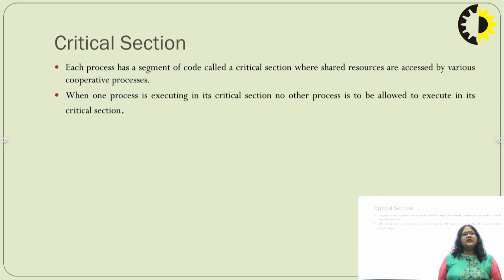When one process is executing in its critical section, at that time no other process is allowed to execute in its critical section. I already explained that with the 3D glasses example. When one person wears that particular pair of glasses, no other person can wear them at that time, because we have only a single resource and this resource is a cooperative resource. So this is the critical section.